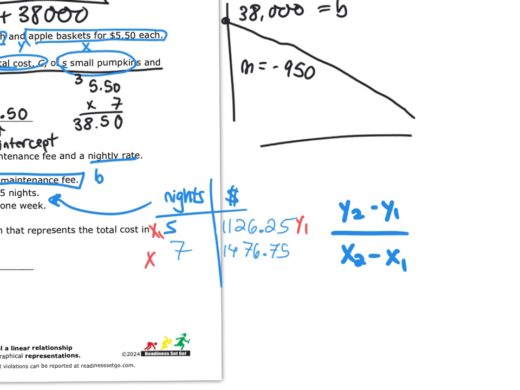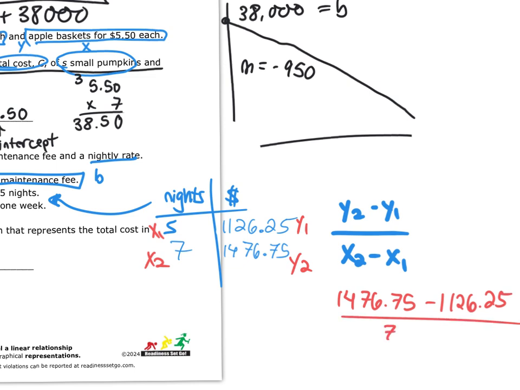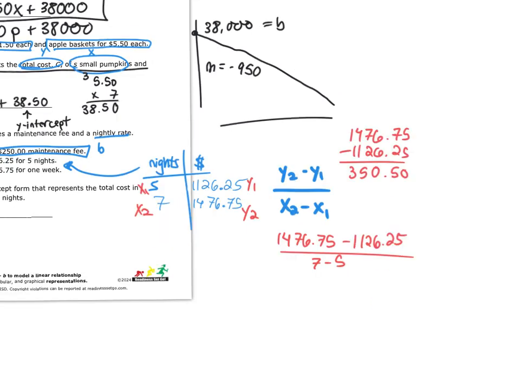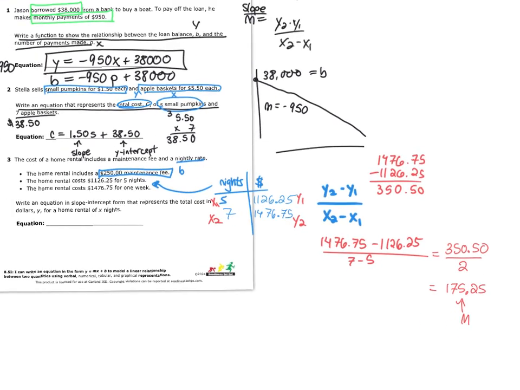x1, y1, x2, y2. Okay, so substituting that in, I have $1,476.75 minus $1,126.25. And then the bottom's easy. My denominator is just 7 minus 5. Great. So I would type that into the calculator. And it comes out to $175.25 per night. Excellent. That's my rate of change. That's my nightly cost.